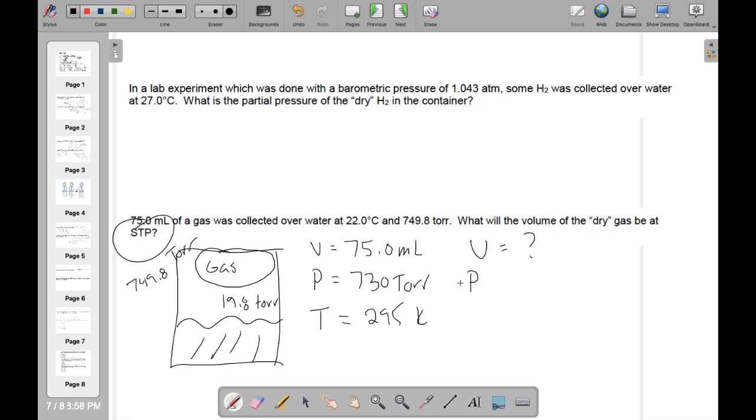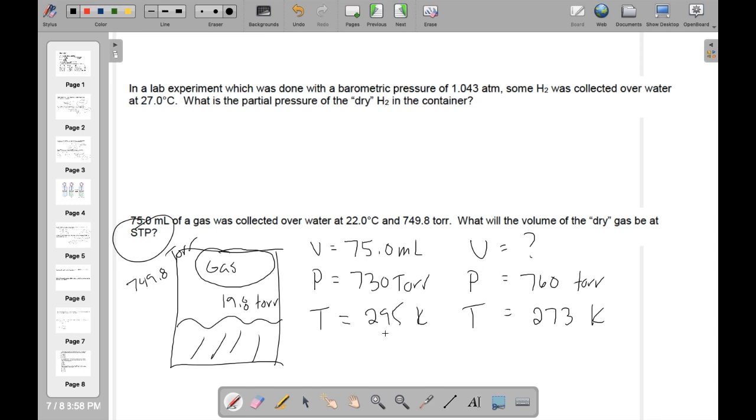What is standard pressure? Well, it's 1 atmosphere. 1 atmosphere is 760 torr. What is standard temperature? It's 0 Celsius. 0 Celsius is 273 Kelvin. All my units match here.